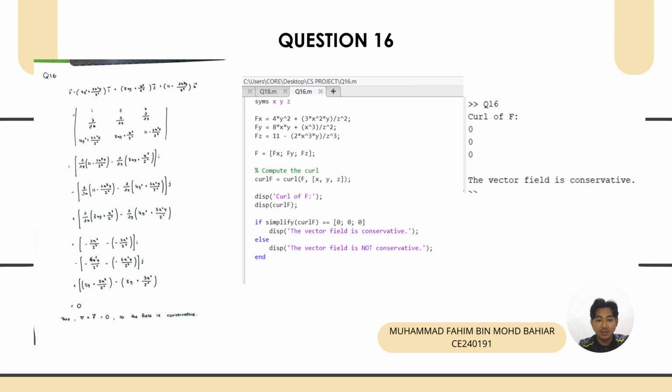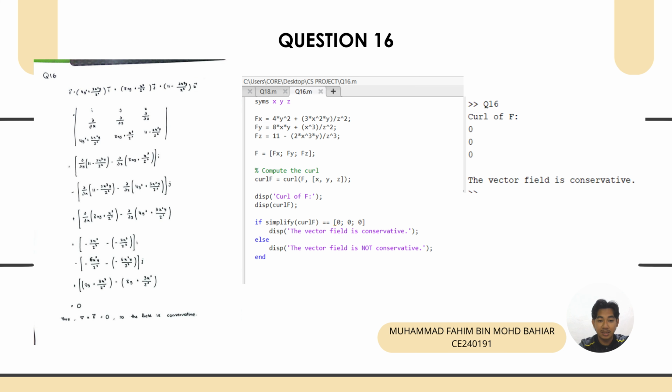For the verification using MATLAB code, to confirm our manual work, I also compute the curl using MATLAB. This code defines the symbolic vector field and uses MATLAB's curl function. The output of the curl was 0, 0, and 0. This confirms that our field is conservative. Both the hand calculation and MATLAB confirm the curl of F equals 0. So the vector field is conservative.